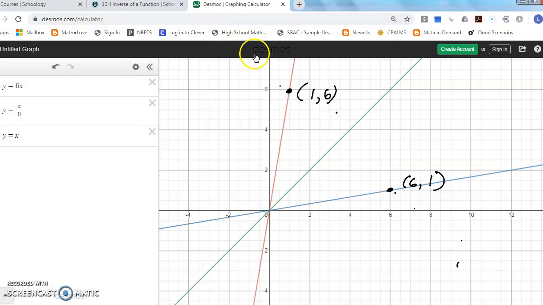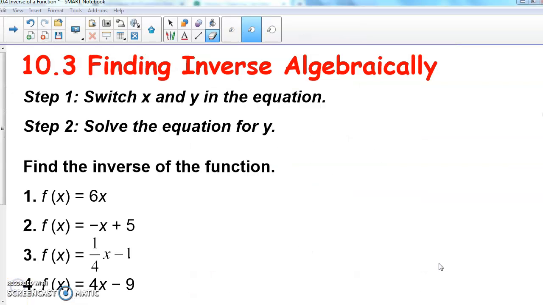So pretty much all the things we studied about inverses of ordered pairs and tables of values, they also reflect on the inverses of functions if you solve for them algebraically and if you graph them on the xy plane. Let's do number 2 this time.